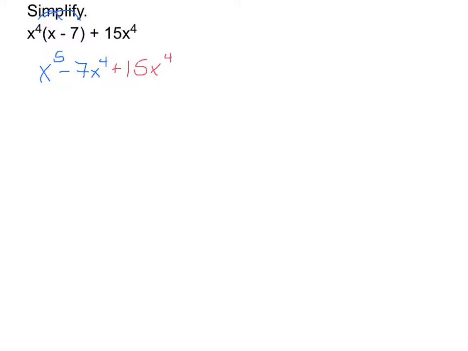Okay, now we're not done yet because if you look right here and right here, we have a pair of like terms. Both of these have an x to the fourth, so we need to combine them. Now my x to the fifth is going to stay an x to the fifth, but I have negative 7x to the fourths adding to 15x to the fourths, and so when the dust settles, we're going to have 8 left, 8x to the fourths left.